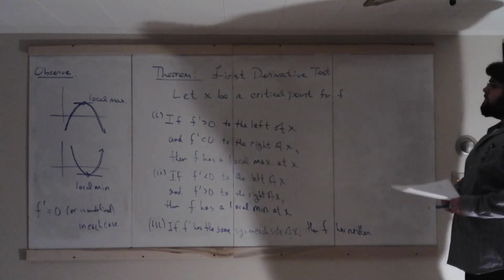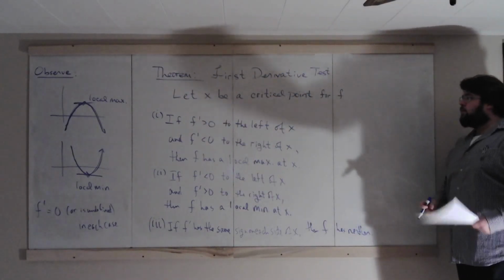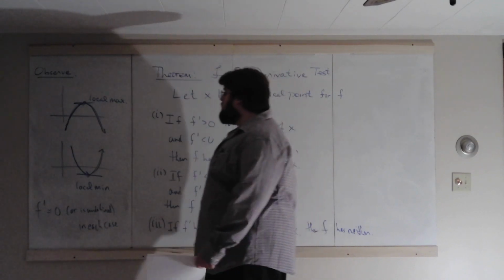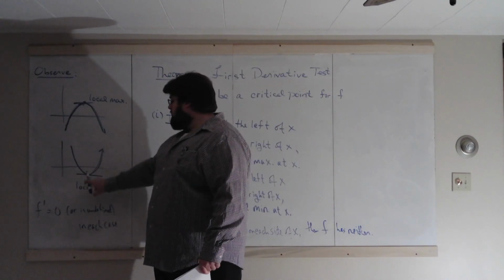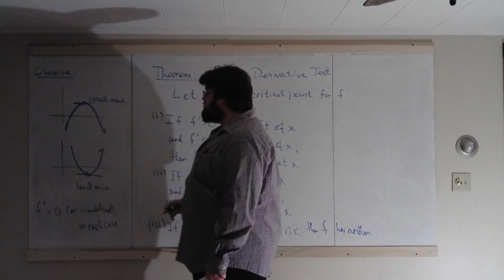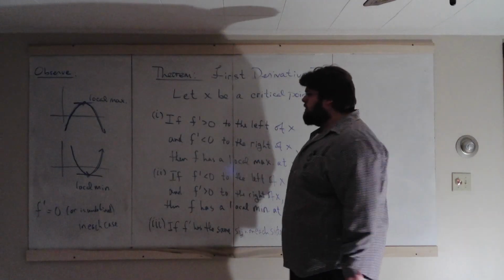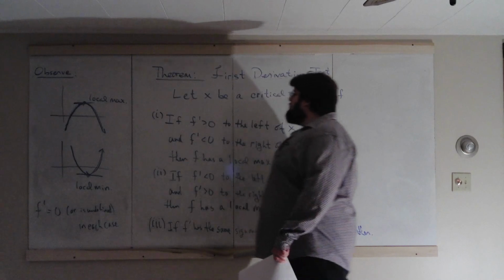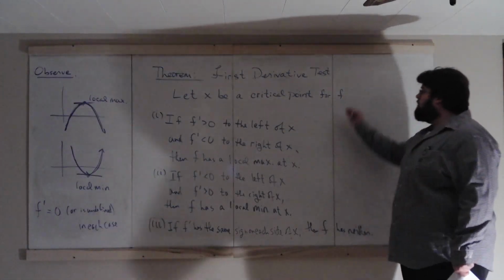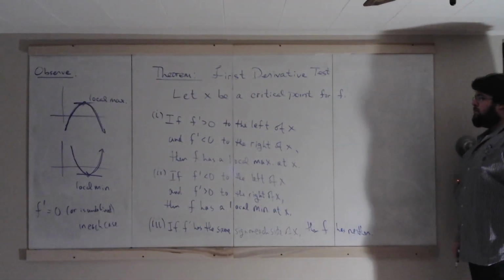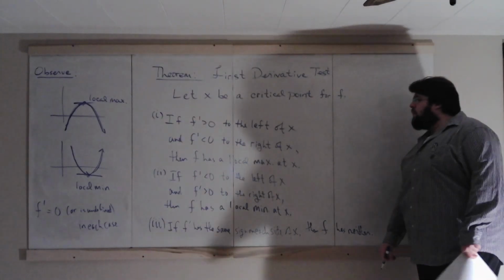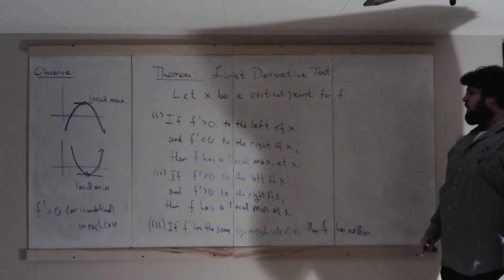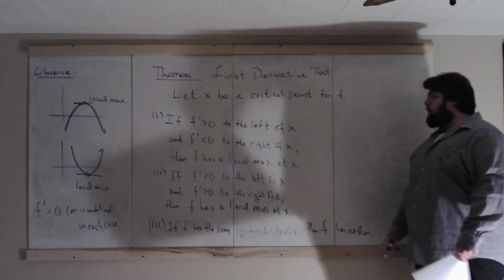So for the first derivative test, let x be a critical point for f. So a point at which the derivative is 0 or undefined. Undefined would be if this is like an absolute value type graph, or a cusp, instead of a rounded off mound. So let x be a critical point for f. 1. If f prime is positive to the left of x and f prime is negative to the right of x, then f has a local maximum at x.